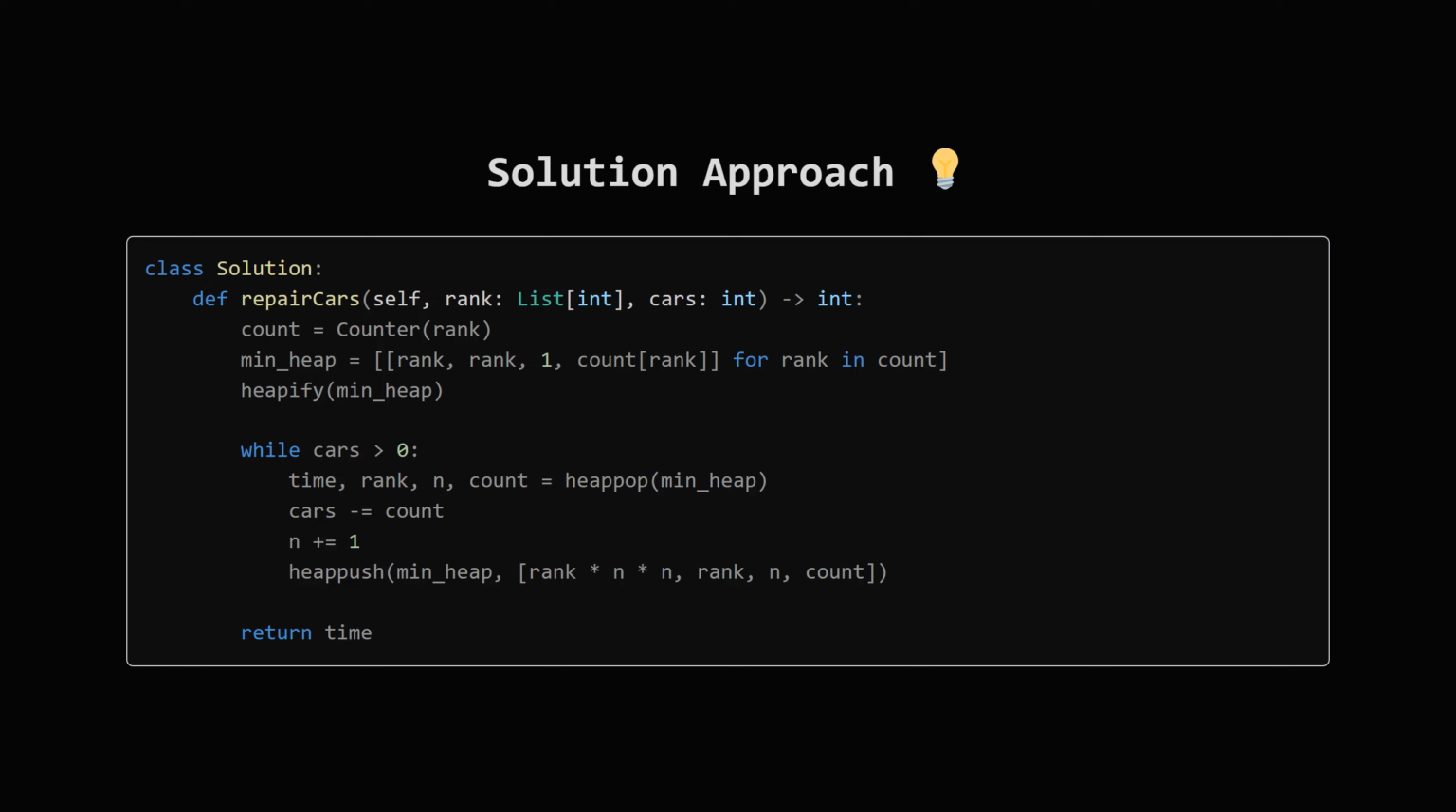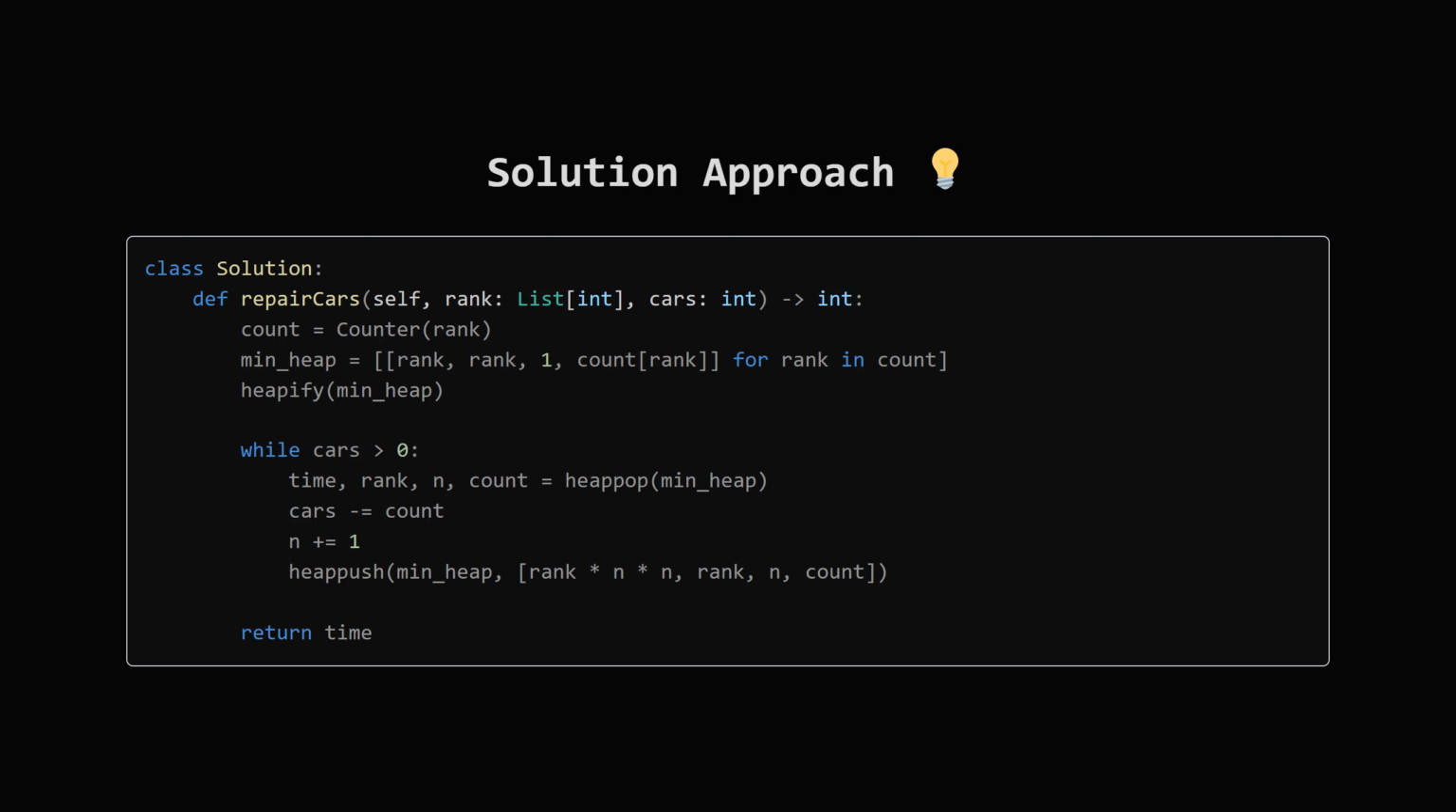I used a min heap to keep track of the mechanics and their repair times. First, create a counter for each mechanic. Then create the min_heap array with the initial time, which will be the rank, then the rank of the mechanic, the number of cars fixed, which initially is 1, and the count of mechanics with that rank. Then we can heapify it.